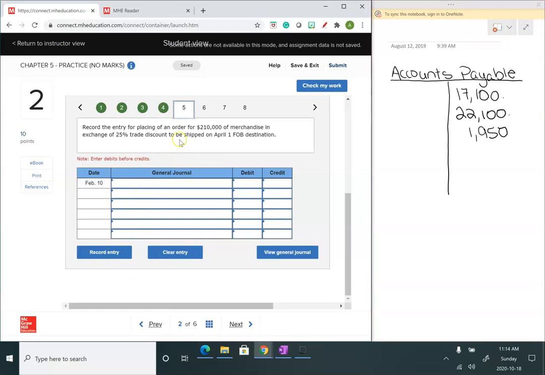Record the entry for placing of an order for 210,000 of merchandise in exchange of 25% trade discount to be shipped on April 1st, FOB destination. So this one might be a little tricky because all we did is place an order. So we didn't actually receive any of the goods. When it's FOB destination, that means we receive the goods when it reaches our warehouse. And then that's the time that we would record the order. So I'm just going to say no journal entry.